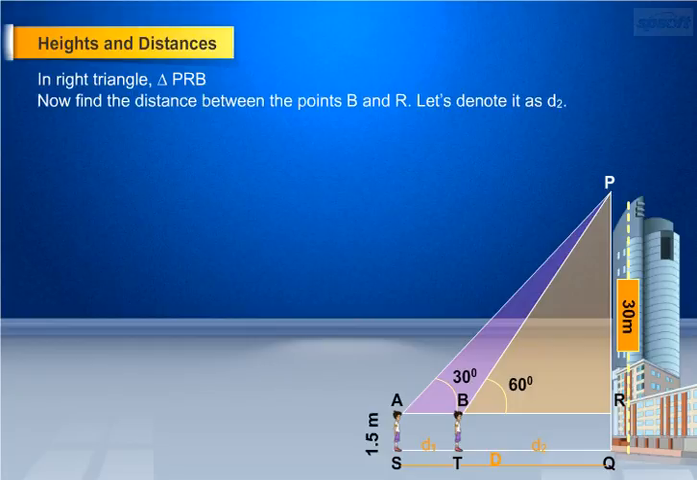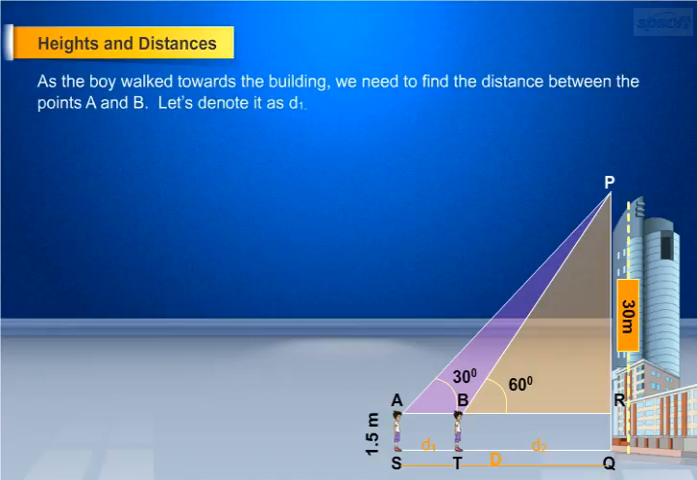As the boy walked towards the building, we need to find the distance between the points A and B. Let us denote it as D1. Since we know that the total distance is D equals D1 plus D2, then D1 equals D minus D2. We know that D equals 28.5 root 3, and D2 equals 9.5 root 3. By substituting the values, we get D1 equals 28.5 root 3 minus 9.5 root 3. This implies that D1 equals 19 root 3. Therefore, the distance which the boy walked towards the building is 19 root 3 meters.